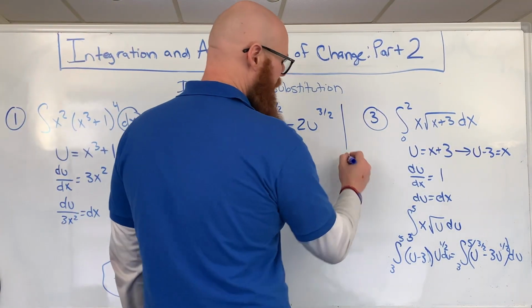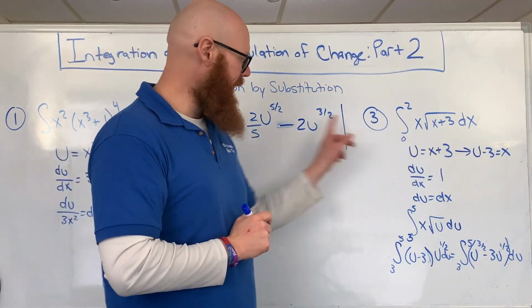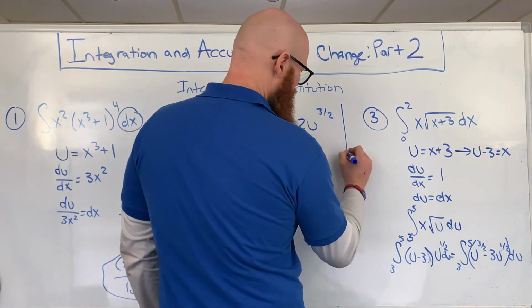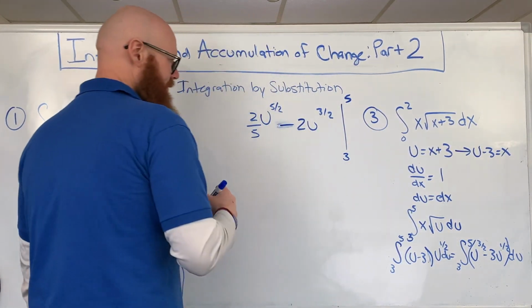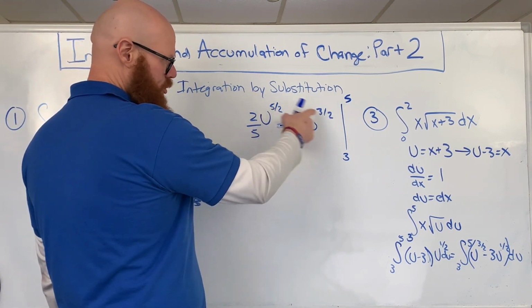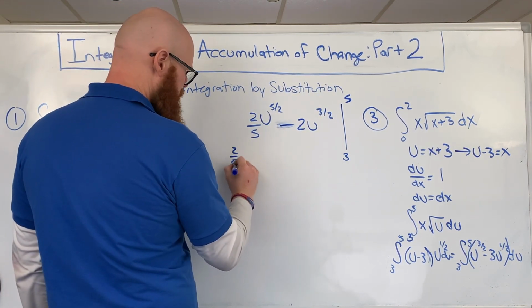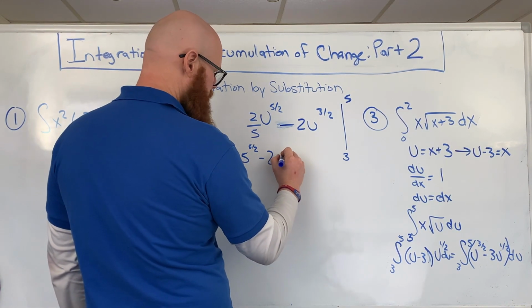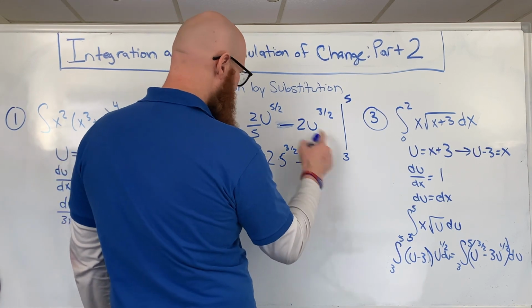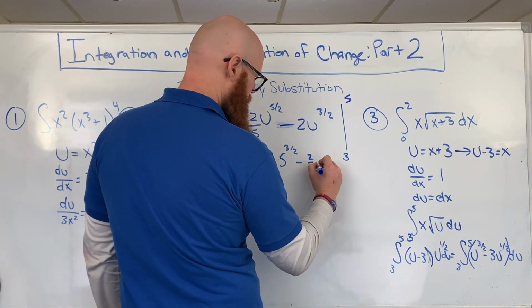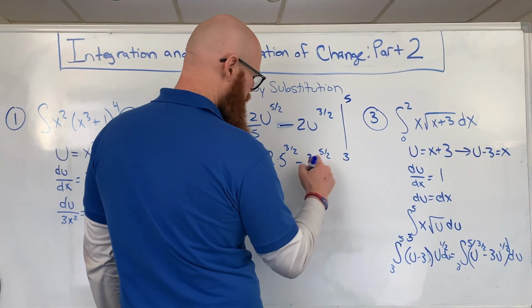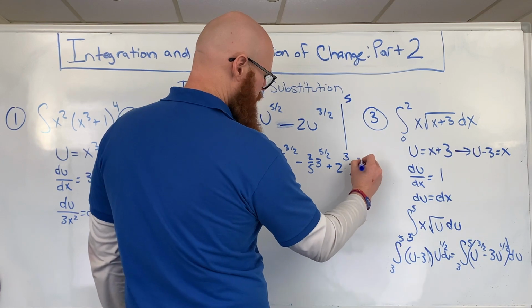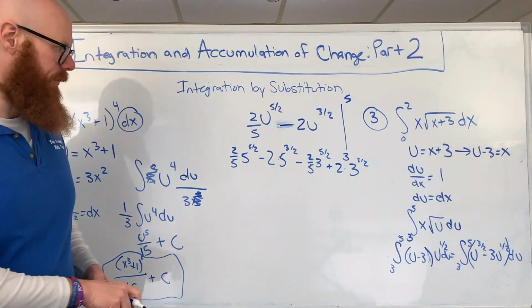And that is all. I don't have to back substitute. I don't have to put the x's back in because I changed the limits of integration to u values. So now I can just integrate from 3 to 5. With 3 and 5, you're not going to be able to do the square roots of them, so I'm just going to leave it as 2/5 times 5 to the 5/2, minus 2 times 5 to the 3/2, minus 2/5 times 3 to the 5/2, and then minus a negative, so I get plus 2 times 3 to the 3/2. You could throw that in a calculator and figure out what it is.